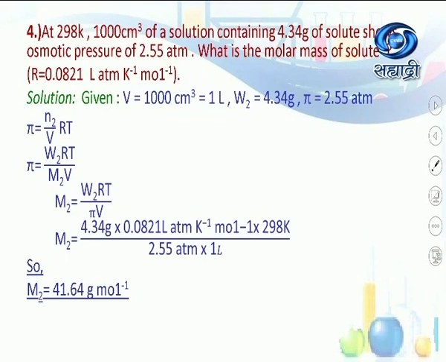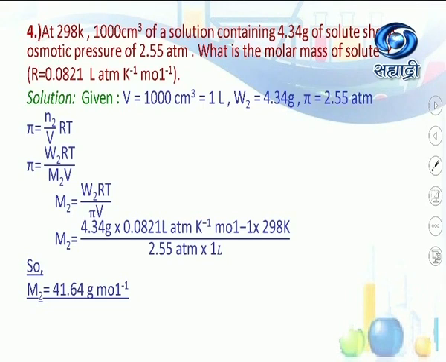At 298 Kelvin, 1000 centimeter cube of a solution containing 4.34 gram of solute shows osmotic pressure of 2.55 atmosphere. What is the molar mass of a solute? Value of R is given. As I said earlier, the value is given here. R is 0.0821 liter atmosphere per degree per mole. Here this K should also be capital K.